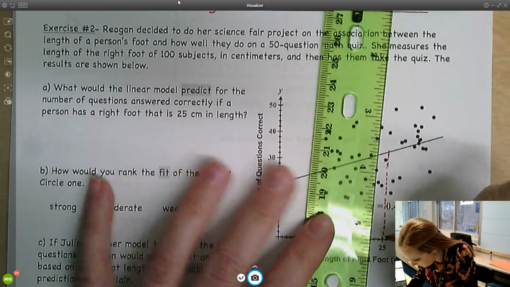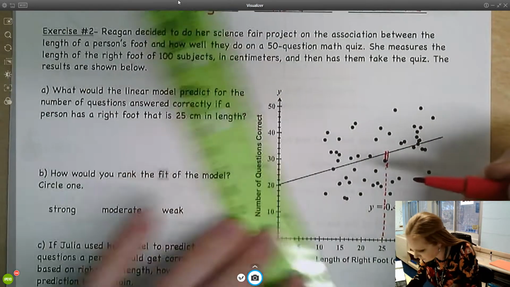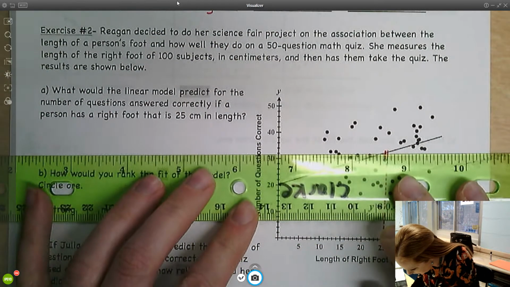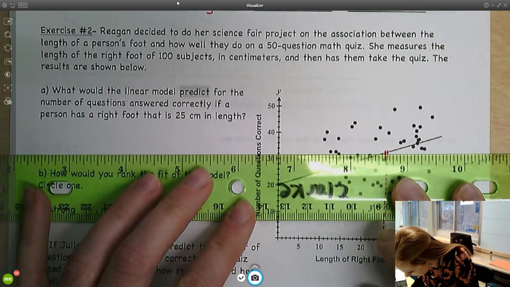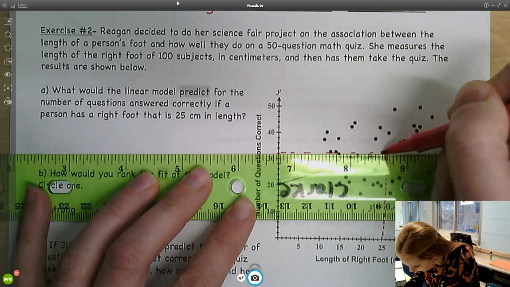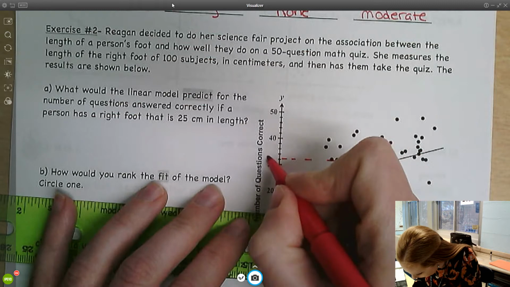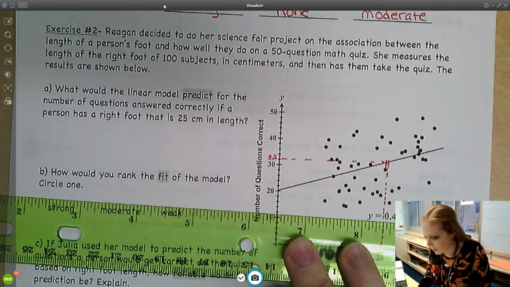Let's just make sure. It's going to be over here. How many questions right would that be? Looks like it's just above 30. So let's see, this would be 32, 34, 36, 38. So this would be about 32. So it looks like about 32.